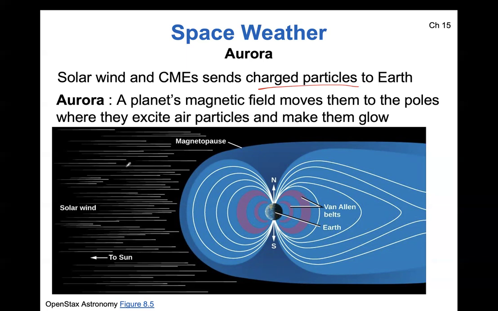Thicker, a greater number of them would be present for a particular short period of time, associated with the CME. And of course, we know from when we talked about the Earth, the auroras, which are the northern and southern lights, are when, at least on Earth, a planet's magnetic field moves those charged particles to the poles, where they are excited in the atmosphere and cause glowing.